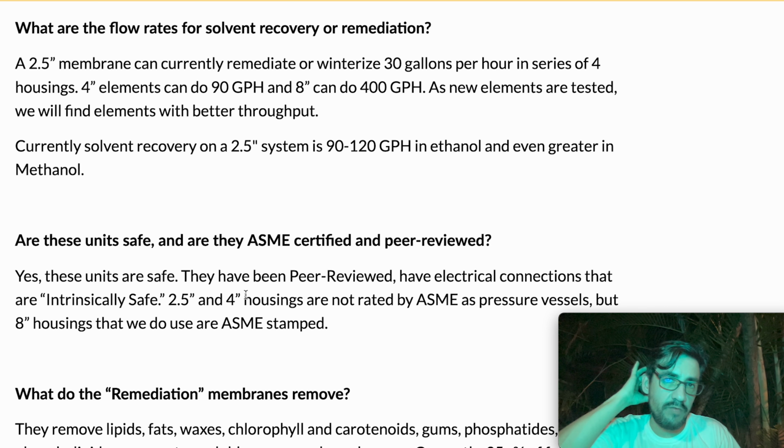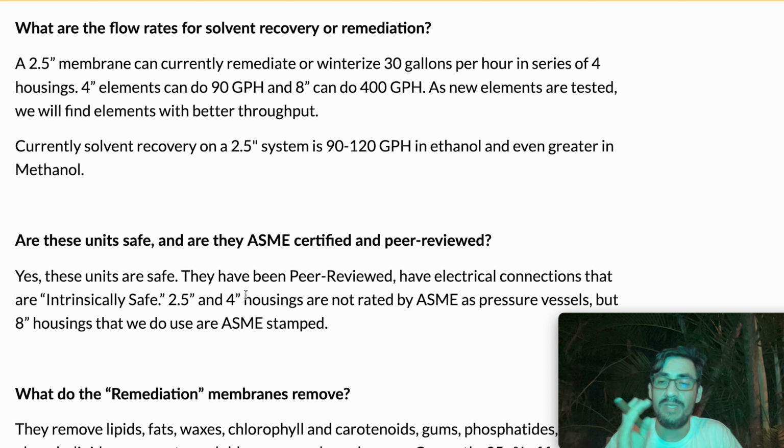What are the flow rates for solvent recovery or remediation? Okay, most of the systems for hemp and cannabis are going to be in the 2.5 inch. Some of the larger operations will go with a 4 or an 8 inch system. The 2.5 are manual. The 4 and the 8 can have PLCs. We do have PLCs on 2.5 inches, but the PLC and mainly the sensors that go to the automation are extremely expensive.